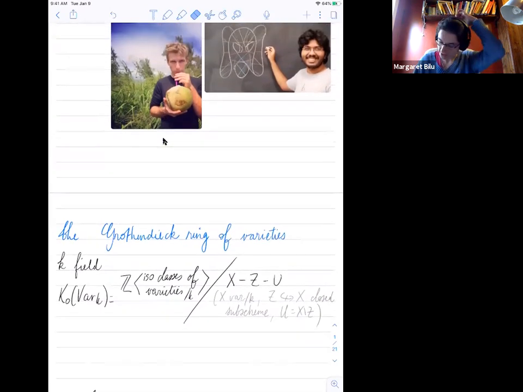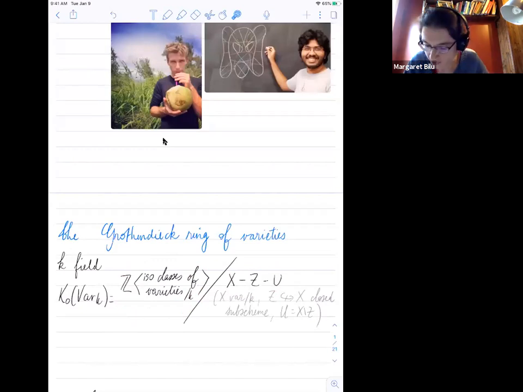So the main protagonist is the Grothendieck ring of varieties, so this is the usual definition for a field K. The Grothendieck ring of varieties is the free abelian group on isomorphism classes of varieties over K, where I mod out by the following relations. Whenever X is a variety over K, Z is a closed subscheme of X and U is the open complement of Z in X, I want to be able to cut up X into Z plus U.